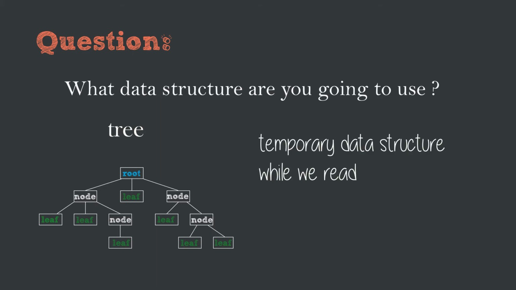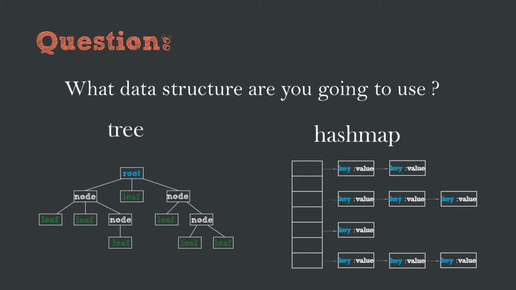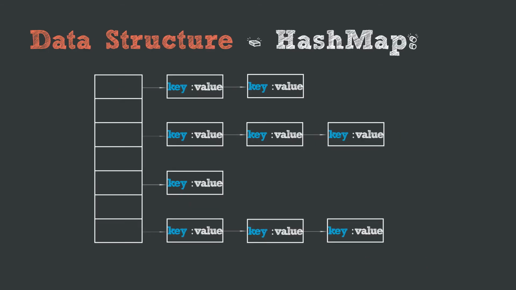We need a temporary data structure to hold the data while we read. The data structure that's easy to add and fetch data is a Hashmap. Therefore, the answer for the first question is we need two data structures, tree and Hashmap. Now let me briefly introduce these two data structures.